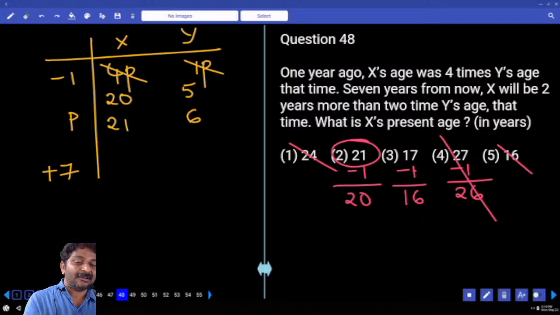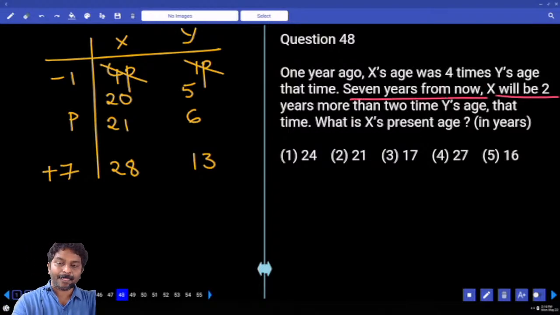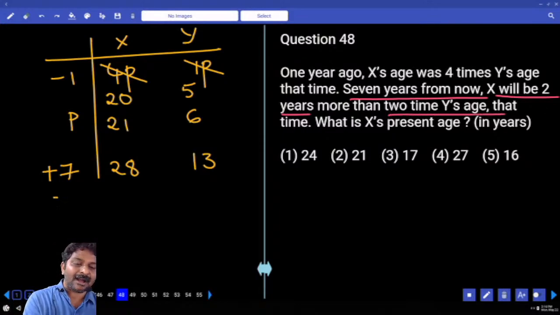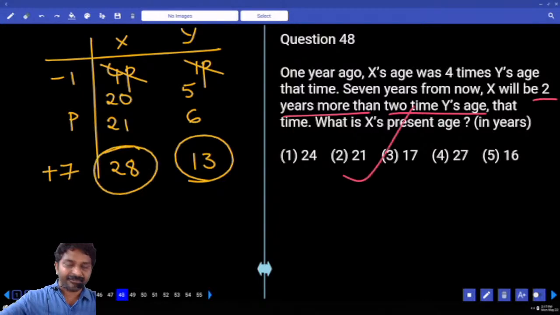Then 1 part value is Y's age. After 7 years, X's age becomes 28. Y's age becomes, 12 or 13? 13. What was the condition? After 7 years, X will be 2 years more than 2 times Y's age. After 7 years, Y will be 13. 2 times Y's age is 26. 2 years more than that, 28. Is that equal to X's age? Yes. 21 is the final answer. Otherwise, by default you can answer 17.